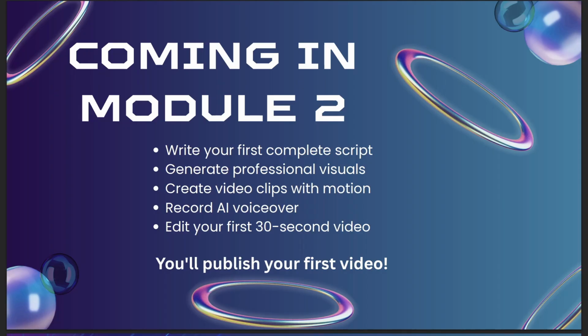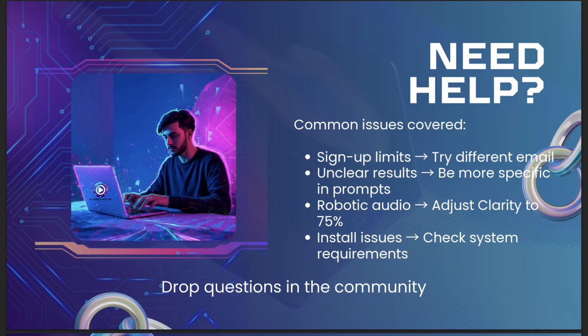Questions? Here's how to get help. If you run into any issues with setting up these tools, don't worry, it happens. Here are a few common problems and solutions. If a tool says sign up limit reached or won't let you create an account, it usually means too many people signed up from the same IP address recently. Try again in a few hours or use a different email address. If Leonardo or Pika isn't generating what you expect, try being more specific in your prompts. Instead of a city, try a futuristic city at sunset, cinematic, high quality, detailed.